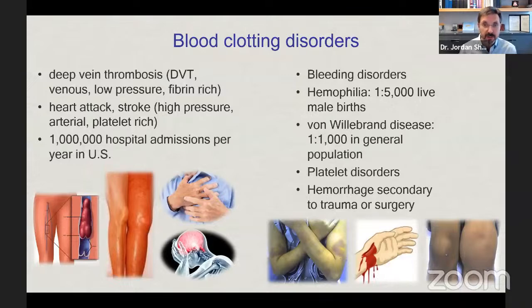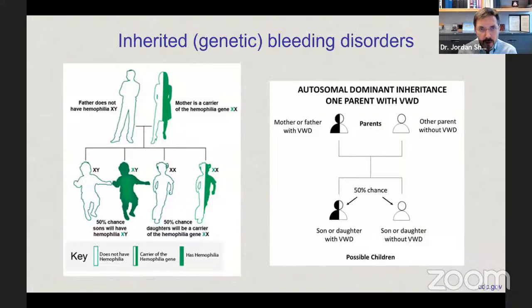a known bleeding disorder. So of course, I think this audience is familiar that hemophilia is an inherited bleeding disorder, usually passed through the mother. It's sex-linked, meaning it's on the X chromosome. And then there's von Willebrand disease, which is autosomal. It's more regularly seen in both males and females and passed by the mother or the father.